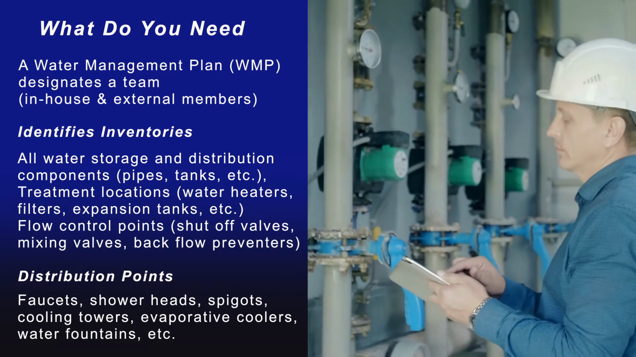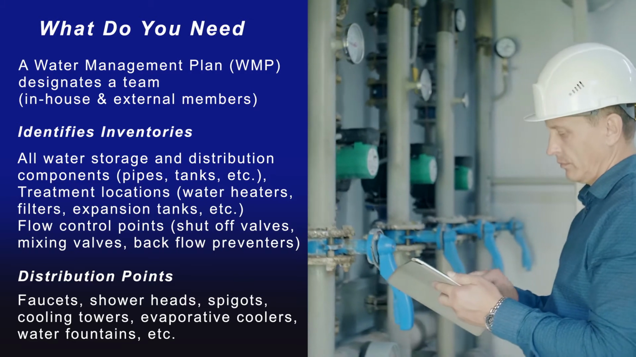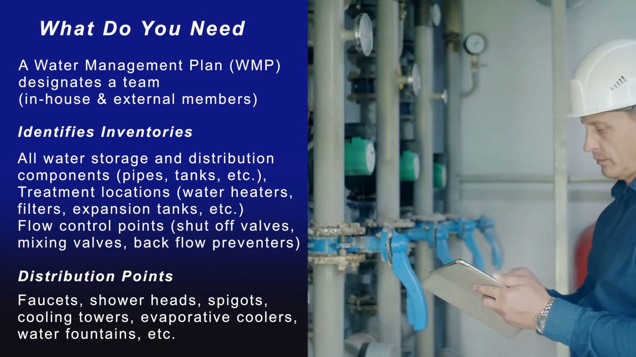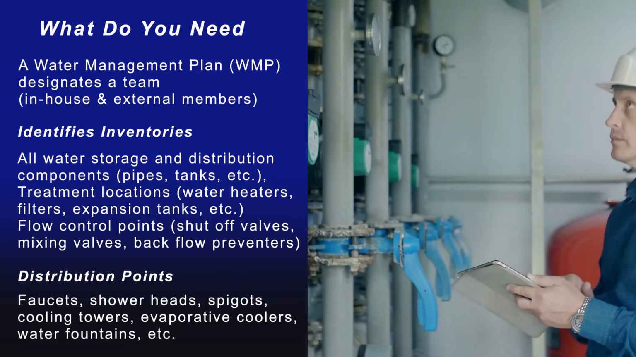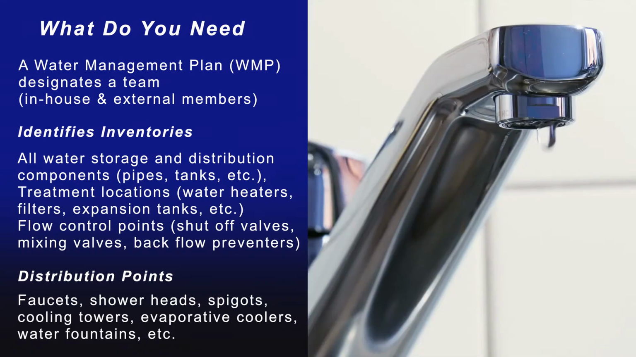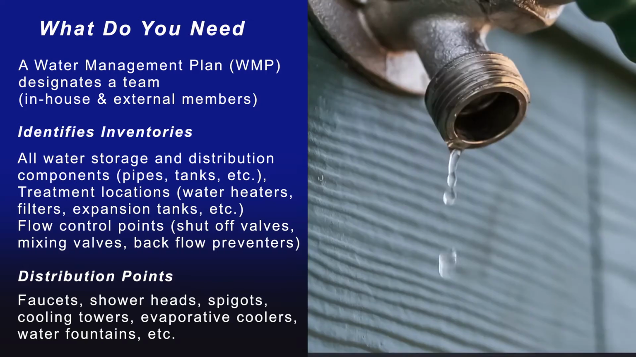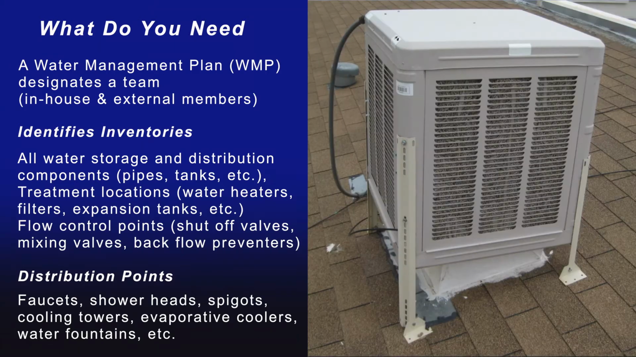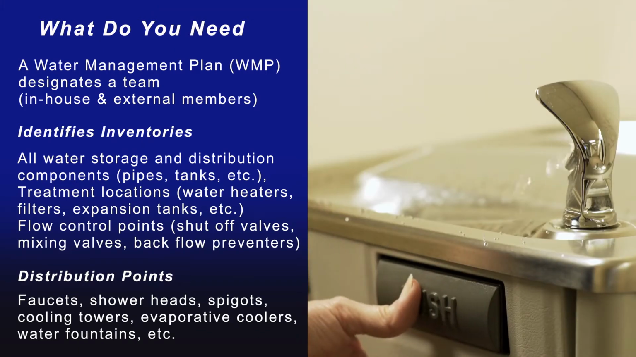It allows you to inventory your flow control points: shut-off valves, mixing valves, backflow preventers. And then, of course, it allows you to understand, identify, and inventory your distribution points: faucets, shower heads, water spigots, cooling towers, evaporative coolers, water fountains, and the like.